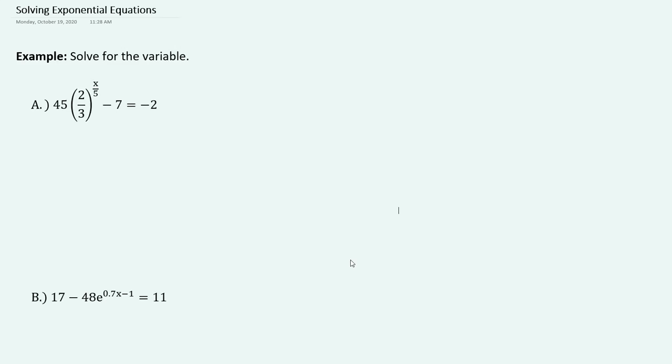Today we are going to talk about how to solve exponential equations and logarithmic equations. An exponential equation is when there is a variable in the exponent. The first thing you do is isolate the base and the exponent. So in this problem here, 45 times 2/3 raised to the x/5, minus 7 equals -2. To isolate the base and the variable, we will add 7 on both sides.